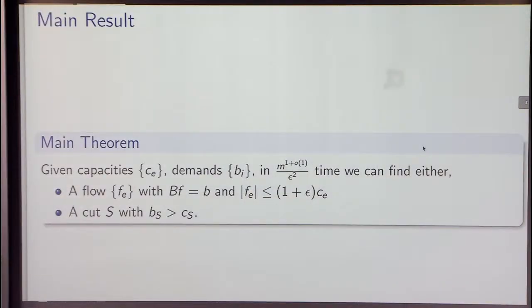Okay, so the main result is, given the input, which are the capacities and the demands, in m to the 1 plus little o of 1 time, we can solve the approximate problem, so that by criteria. So we can either find a flow that routes the demands and such that the total flow on an edge is less than 1 plus epsilon times the capacity, or we find a cut whose aggregate demand exceeds the aggregate inbound capacity.